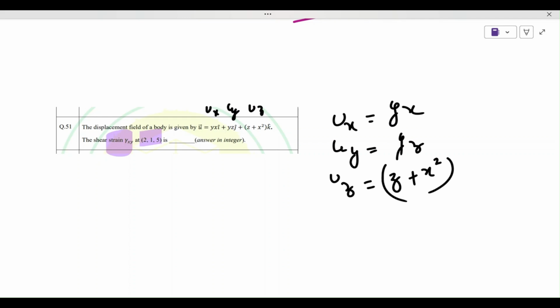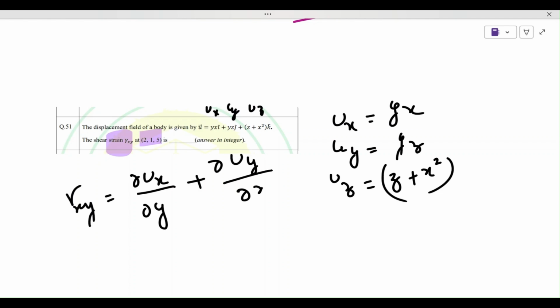Now what is the formula of shear strain? That is gamma xy equals the partial derivative of ux, the coefficient of i cap, with respect to y, plus the partial of uy with respect to x. So the coefficient of i cap is yx, so its partial derivative with respect to y is x. Now we have to take the partial of yz with respect to x. Both will be treated as constant, so its value is 0.